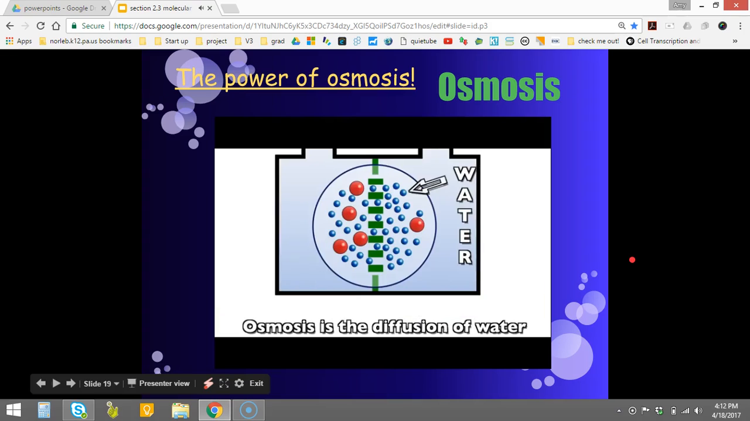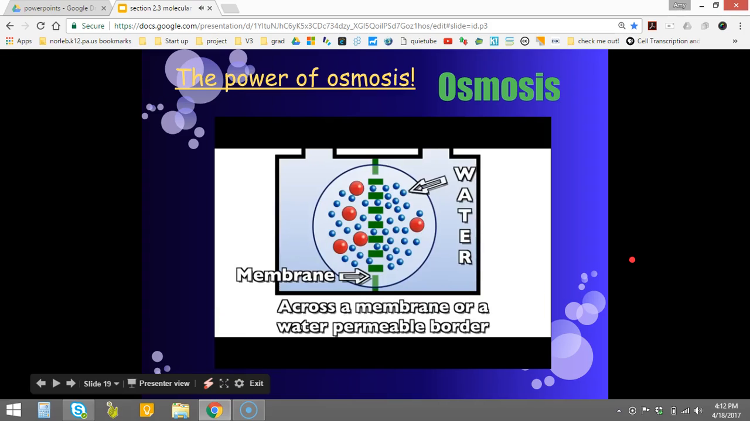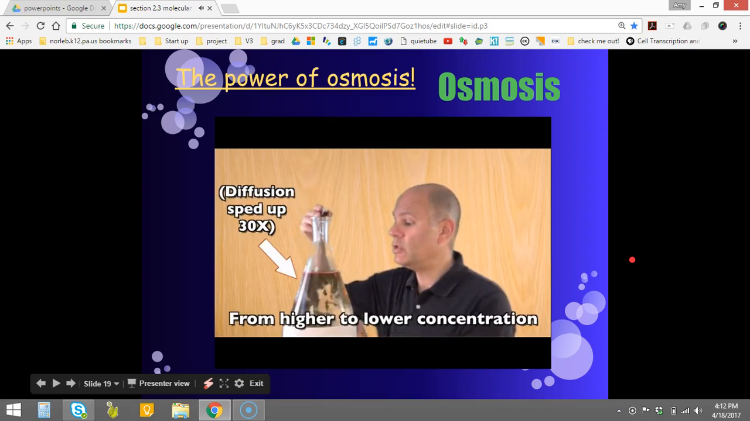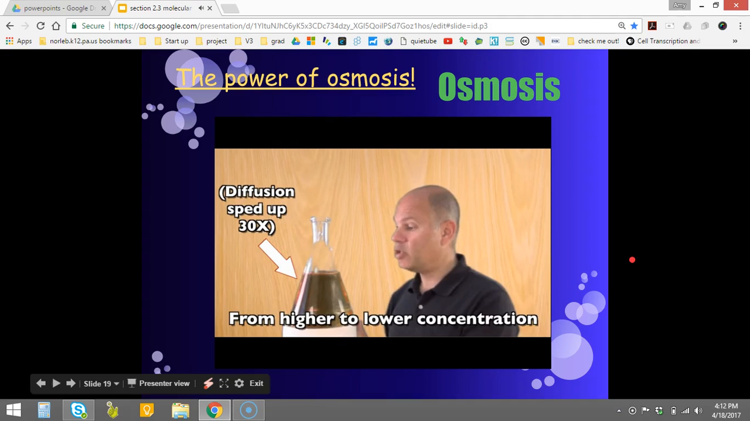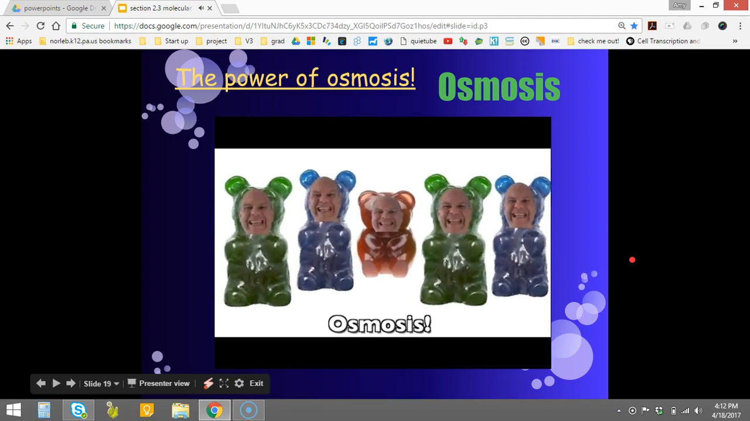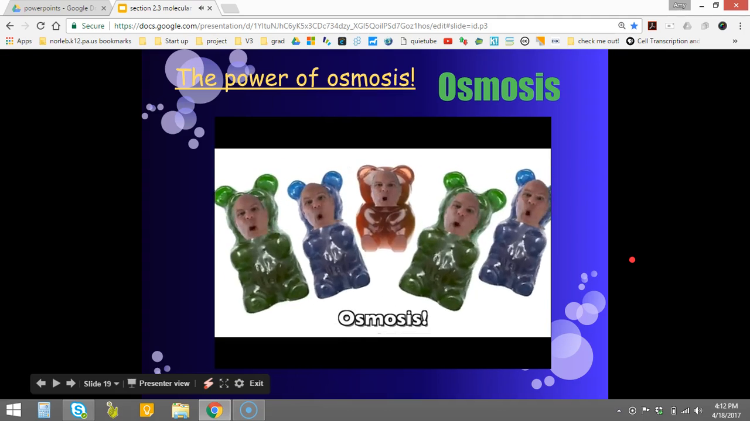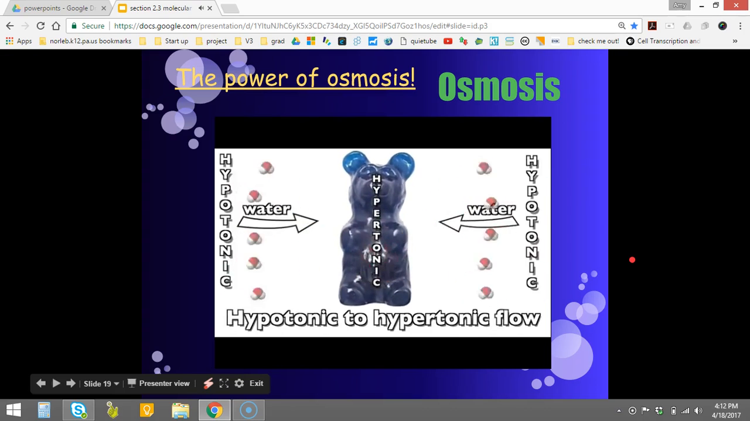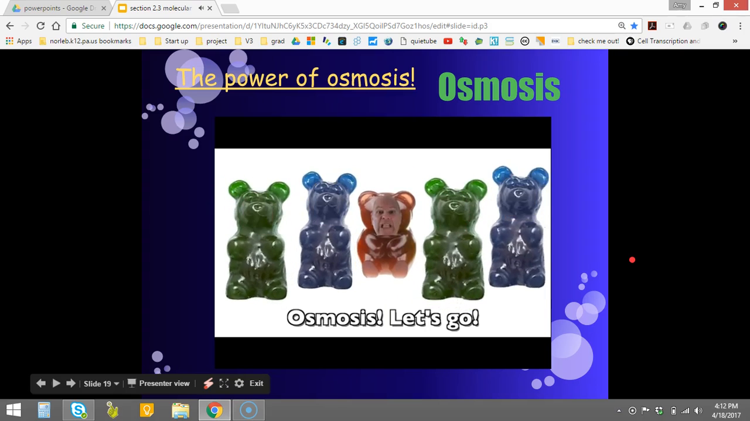Osmosis is the diffusion of water across a membrane or a water permeable border, diffusing like all molecules in fluid situations from higher to lower concentration. Osmosis, H2O diffusing. Osmosis, see the water moving. Hypotonic, the hypertonic flow. Osmosis, let's go.